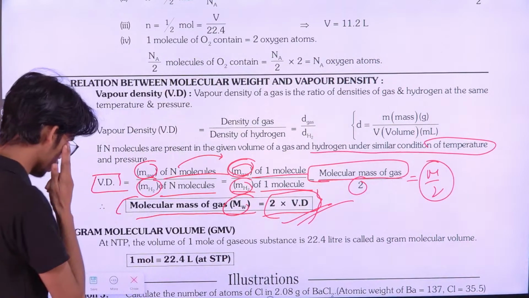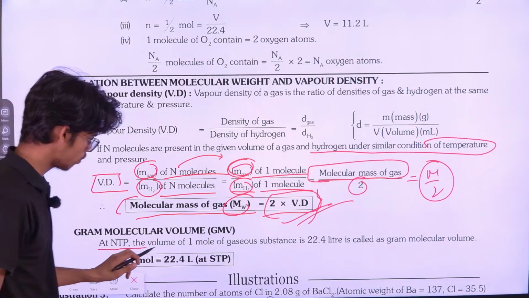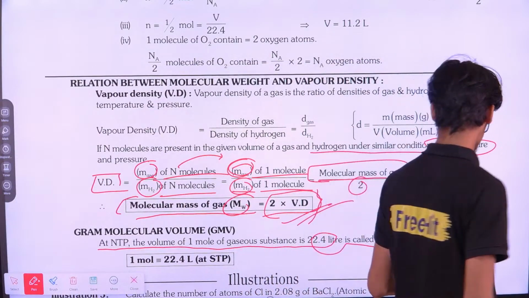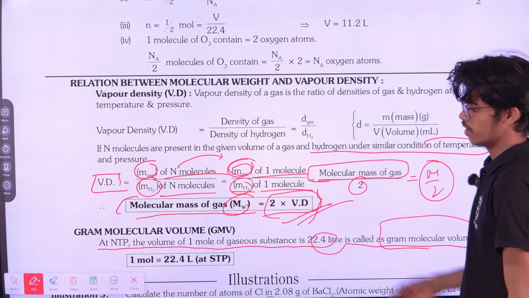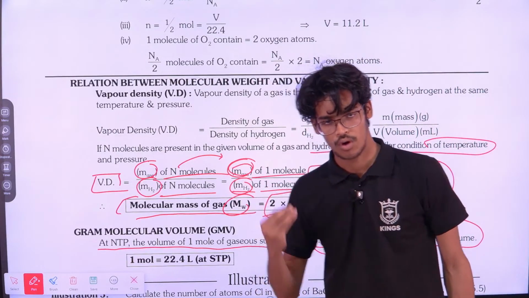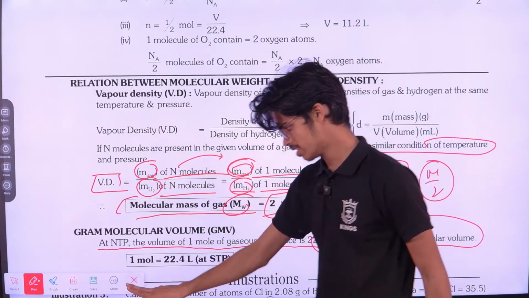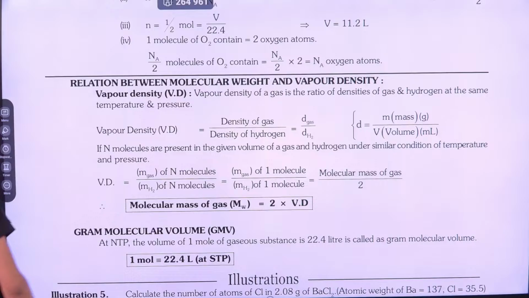And for the gram molecular mass at NTP, the volume of 1 mole of a gaseous substance is 22.4 liter, which is called the gram molecular volume. 1 mole volume is 22.4 liters, that is called gram molecular volume. That's it. This is just a lot of definitions in there, don't worry about this. Now let's do this question.